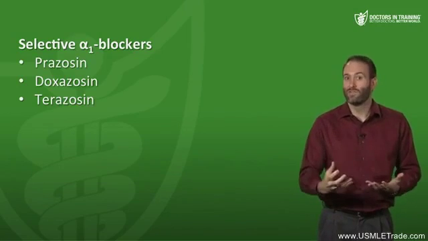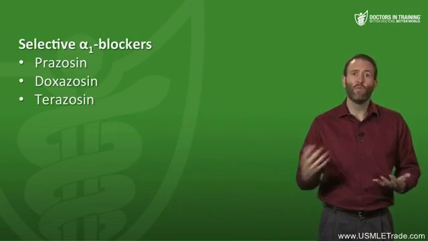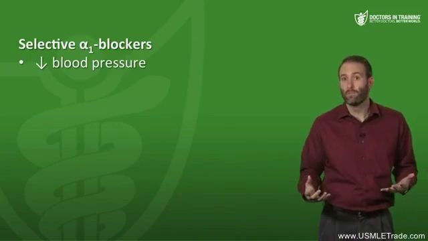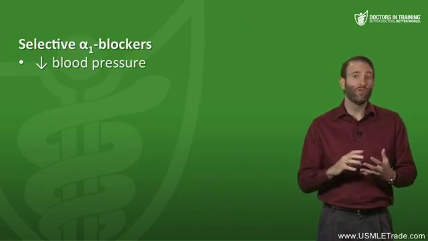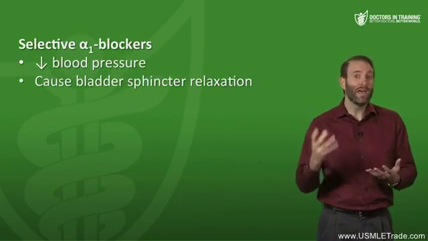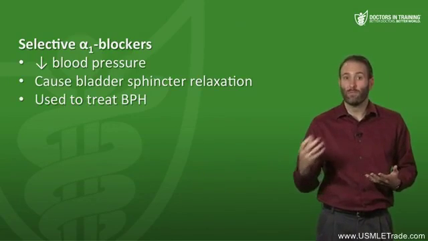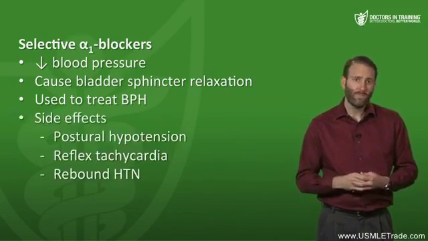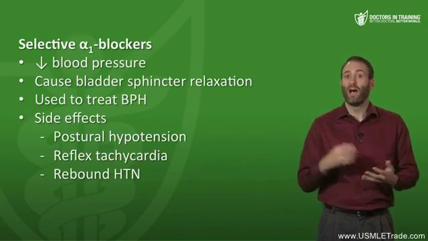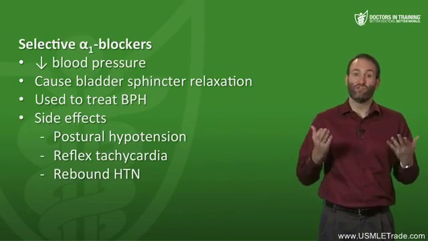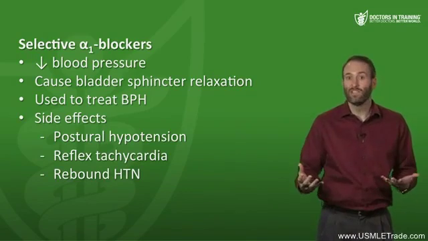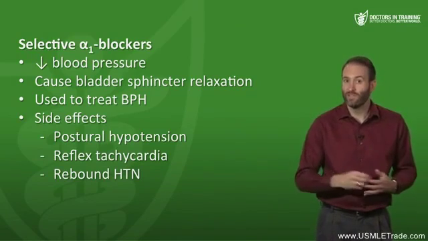doxazosin, terazosin. And since they block alpha 1, they tend to decrease blood pressure. Now, clinically, probably they're used more often for their effect on bladder sphincter relaxation. Specifically, they're used in men with benign prostatic hyperplasia, or BPH. Now, their side effects include postural hypotension. So when they stand up, they tend to drop their blood pressure.